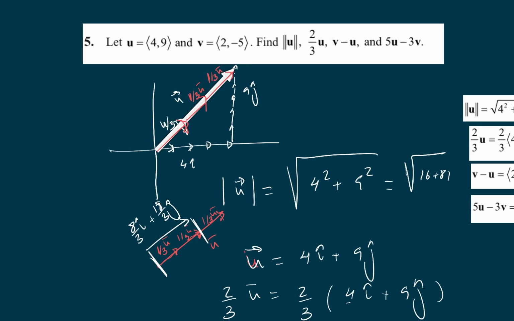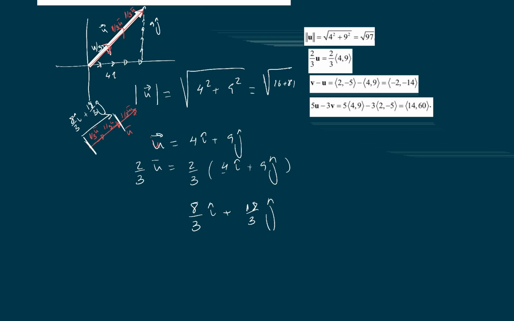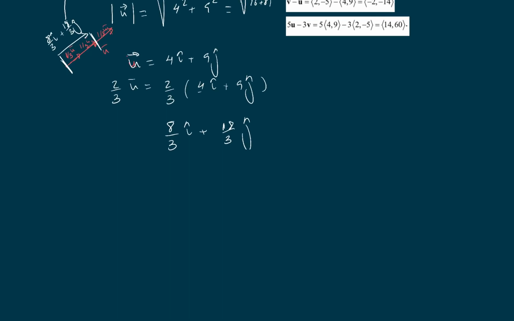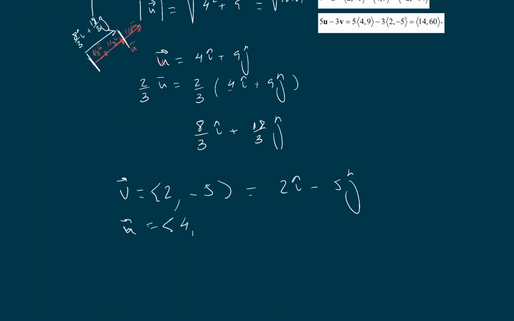Okay, and there is more questions. It says if v is (2, minus 5), who is v minus u? If v is 2 comma minus 5, it refers that v is 2i minus 5j. And u, the vector u, was the vector 4, 9, so it's the vector 4i plus 9j.